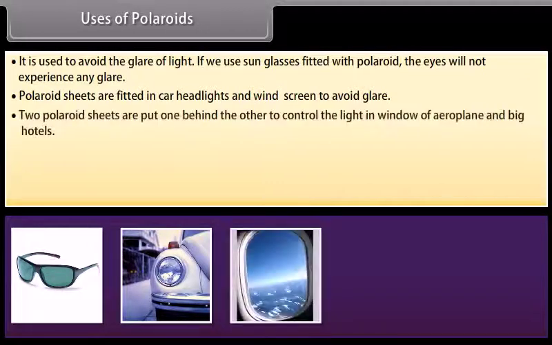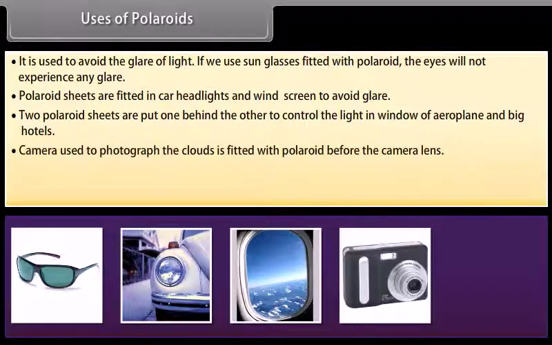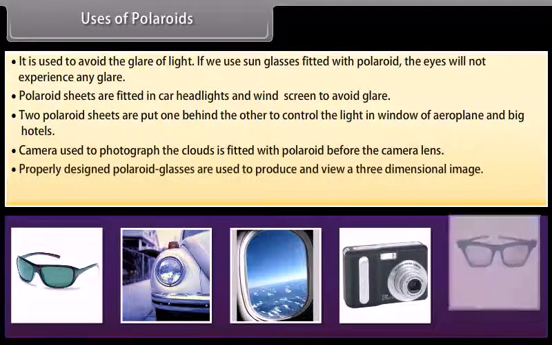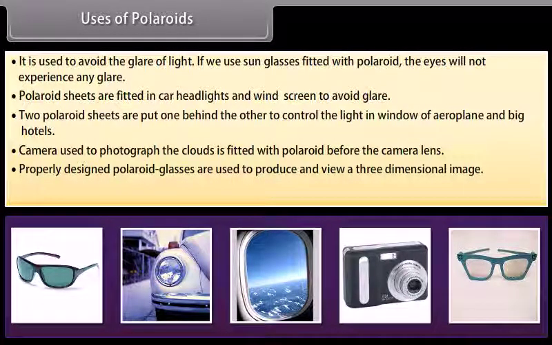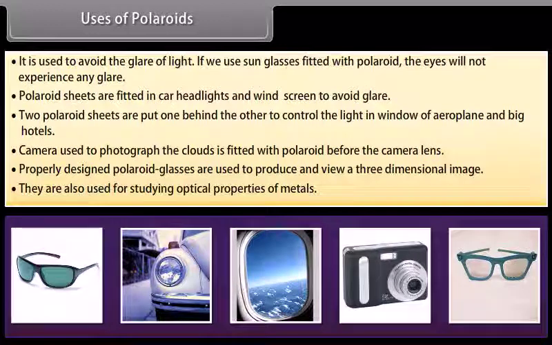Two Polaroid sheets are put one behind the other to control the light in windows of aeroplanes and big hotels. A camera used to photograph the clouds is fitted with Polaroid before the camera lens. Properly designed Polaroid glasses are used to produce and view a three-dimensional image. They are also used for studying optical properties of metals. Malus Law.